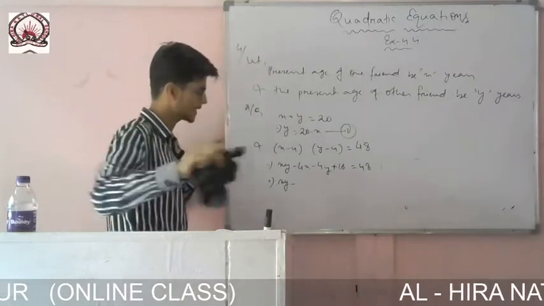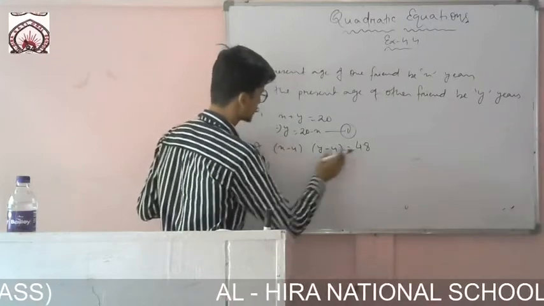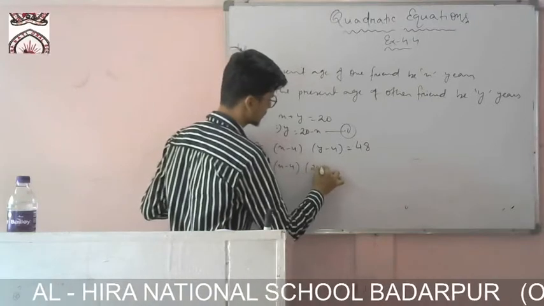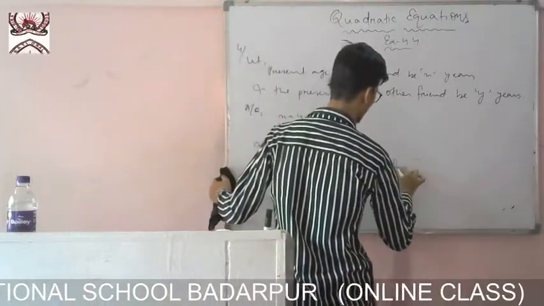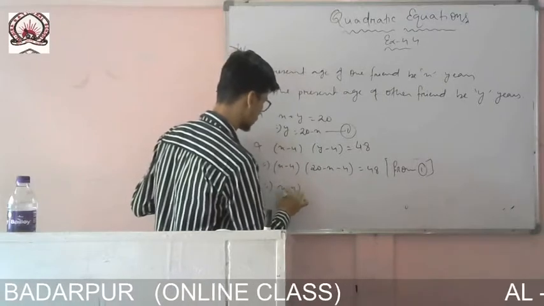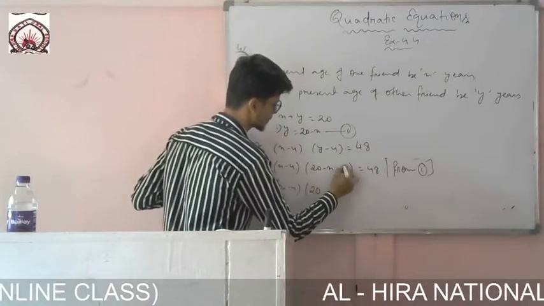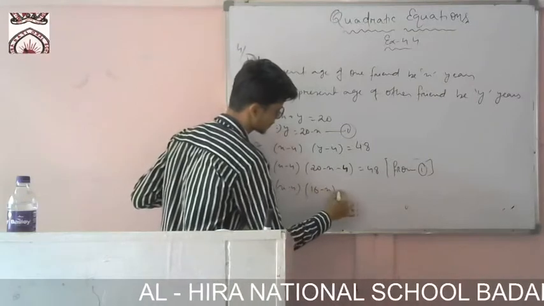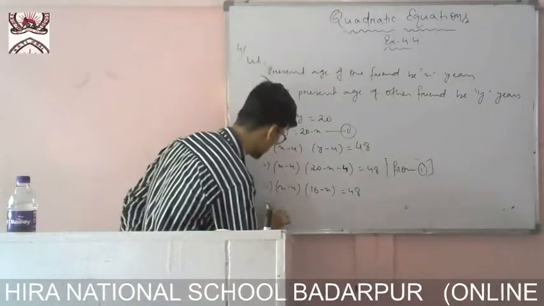It will be better if you do it directly. Let me put the value directly, so it will be easy, or else I have to multiply 2-3 times. So in place of y I will write 20 minus x, minus 4, equals 48. So it will be easy from equation 1. So it will be x minus 4 into 20 minus x minus 4. 20 minus 4 is 16 minus x equals 48.